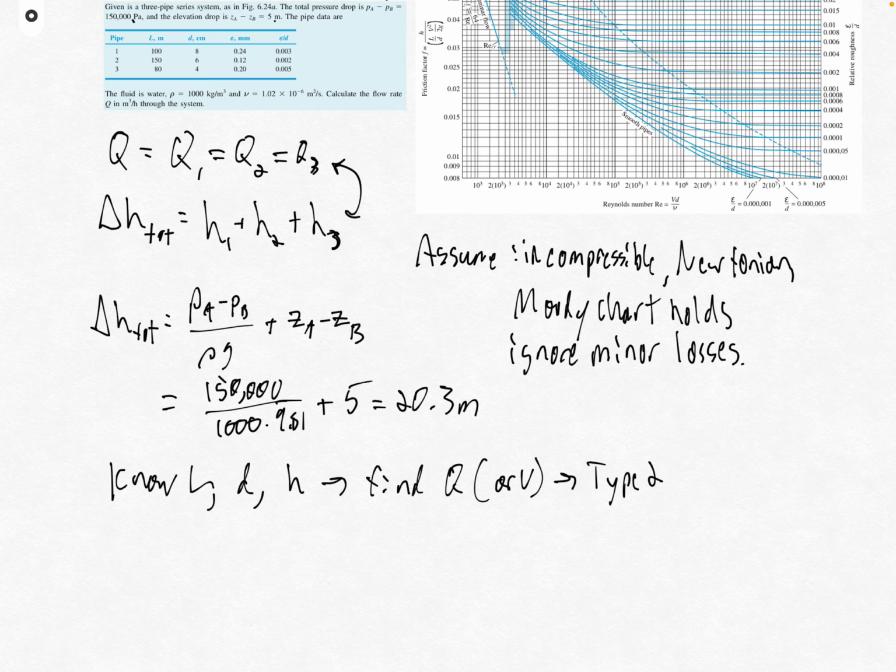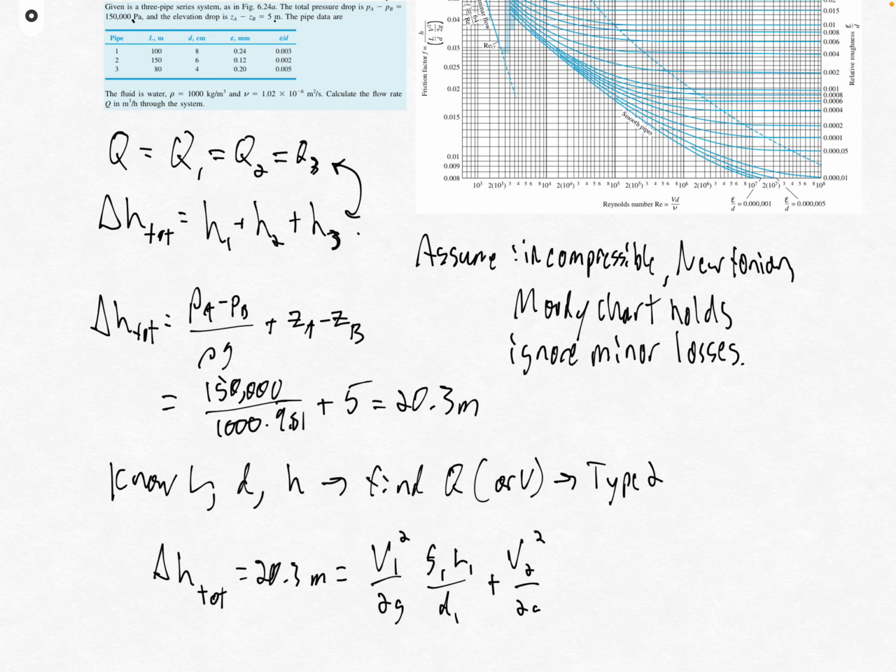but not terribly much. Okay, so for pipes in series, since the total head is a sum of these three heads, we can write out that this total delta H total, which is equal to 20.3 meters, is going to be, ignoring our minor losses, V1 squared over 2g times f1 L1 over D1, plus V2 squared over 2g times f2 L2 over D2, plus V3 squared over 2g times f3 L3 over D3.